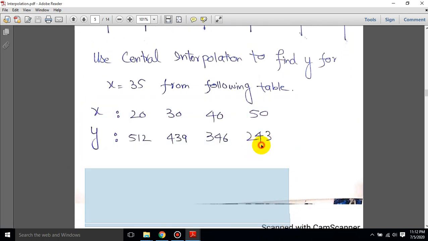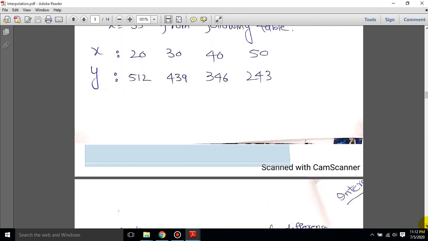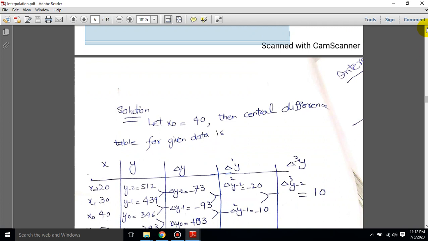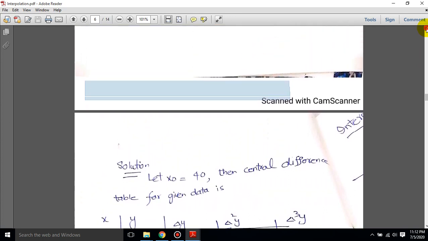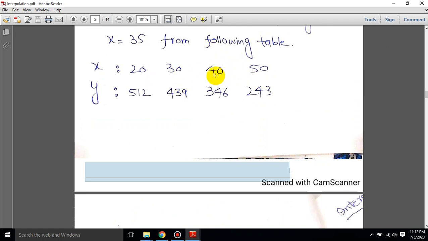Now we have to write it in terms of a table, because we want to define a central difference table here. When we arrange it in tabular form, it's going to look like this. Remember the starting point that I was talking about regarding the central difference table formula. Here we're going to take x0 equal to 40.